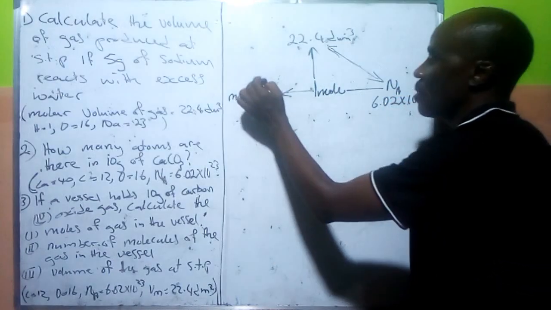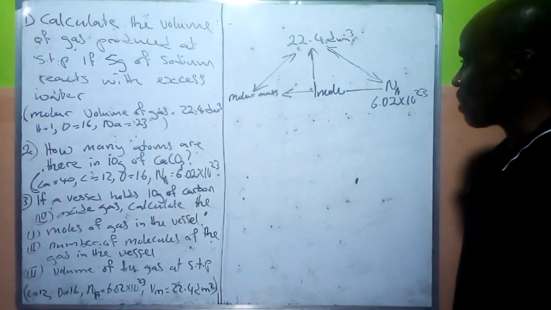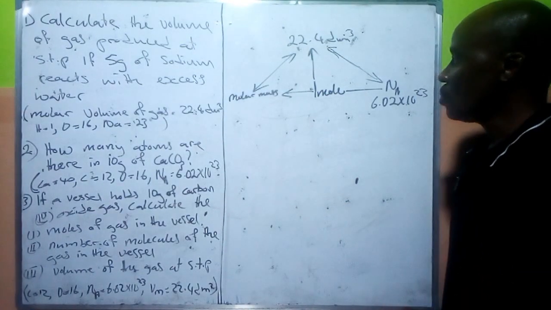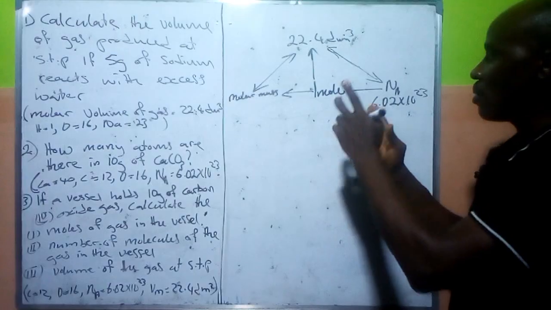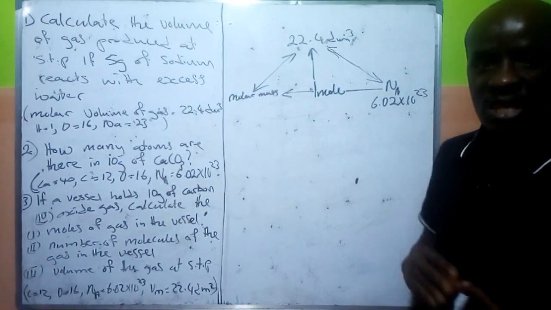The same way, molar mass has a relationship. This looks more like a triangle. So these are some of the things you need to understand while we work on this, and we are going to be applying it in different ways.